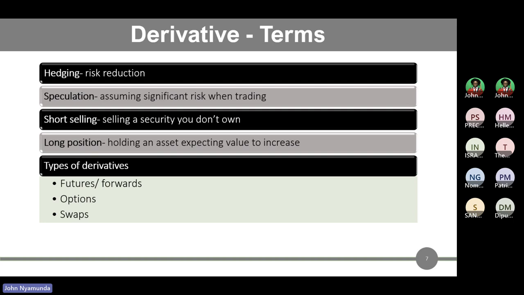So when you say someone is long in an asset, it's a way of saying Helen is long in Old Mutual, which means she's just holding Old Mutual shares. So we have three types of derivatives. We have futures and forwards, which we are going to talk about shortly. We have options, which we are going to talk about. And if we are lucky, we will talk about interest rate swaps, if we move very fast.